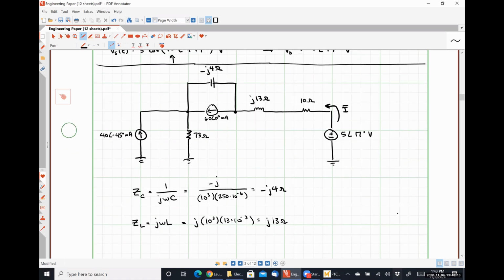So what should my next step be? I've completely converted my circuit from the time domain to the frequency domain. So this is our choose your own adventure time of how we're going to approach analyzing this circuit. And there are a couple of different ways that I can think about doing it right now.